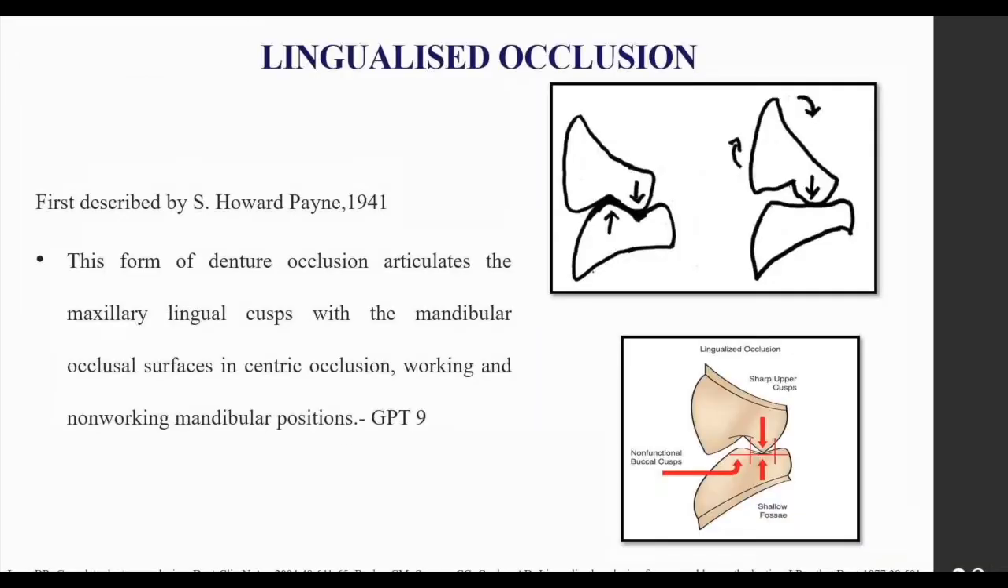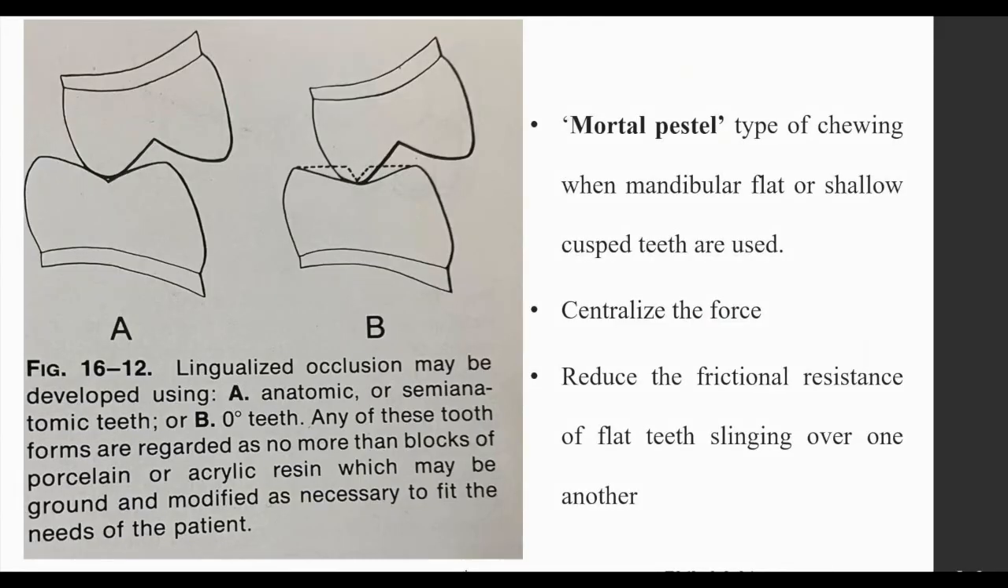masticatory efficiency. Coming to the lingualized concept, it was first described by Payne, and it is a form of denture occlusion which articulates the maxillary lingual cusp with the mandibular occlusal surface in the centric occlusion, working and non-working mandibular position. This was in an attempt to maintain the aesthetics and the food penetrating advantages of anatomical tooth form while maintaining the freedom of the non-anatomic tooth form. In this occlusion, we can use anatomic, semi-anatomic teeth, or even 0-degree teeth can be used for the lower mandible.